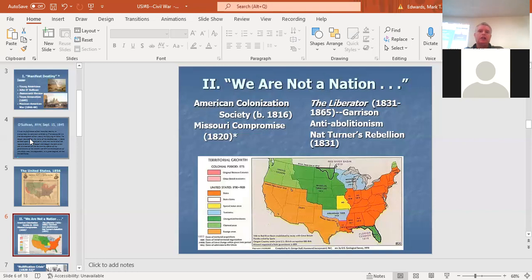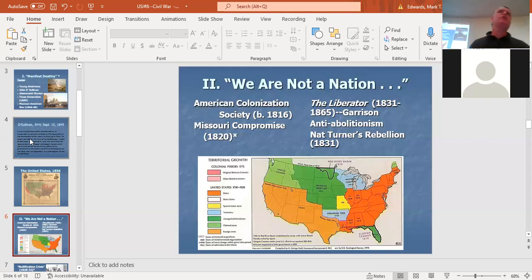We can say that the legacy of the liberators is that they're a polarizing force in a country that says, well, let's just stop talking about slavery. Garrison, Douglass, the liberators, The Liberator, they're all saying, nah, let's talk about it. Let's talk about slavery. Let's talk about how horrible it is. It's a polarizing force.